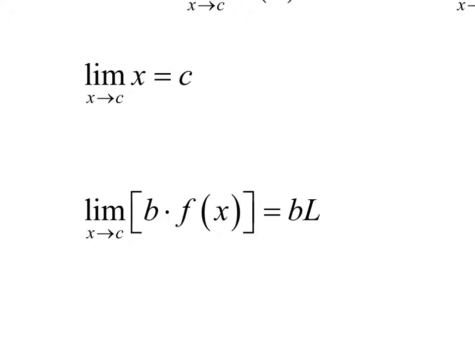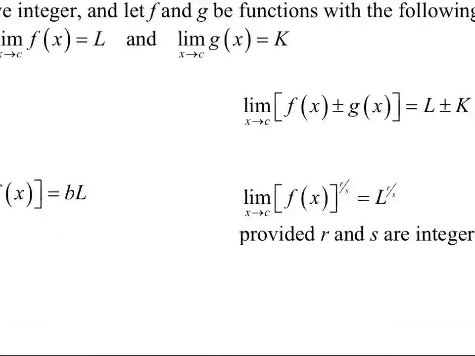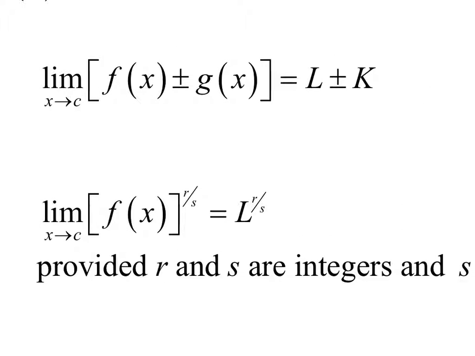The limit as x goes to c of b times f of x: if you're multiplying by a scalar, you multiply your value by a scalar. Like over on the test, you multiplied by the scalar of -2, so that moved that value. The limit as x goes to c of f of x plus g of x: if you add or subtract your functions, you add or subtract your values. If you have your function to a power, the limit as x goes to c of f of x to the r over s, you just raise your value to that power.